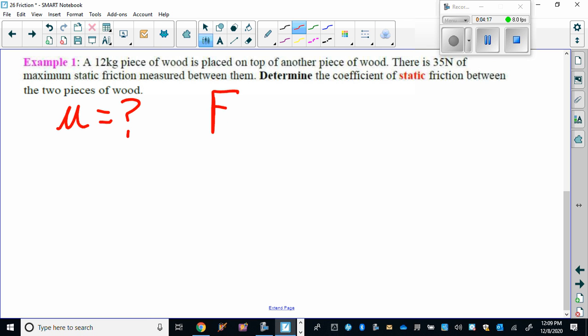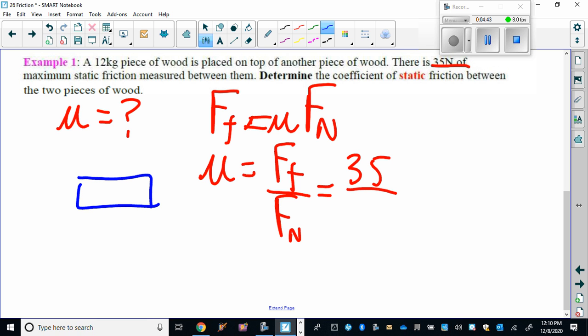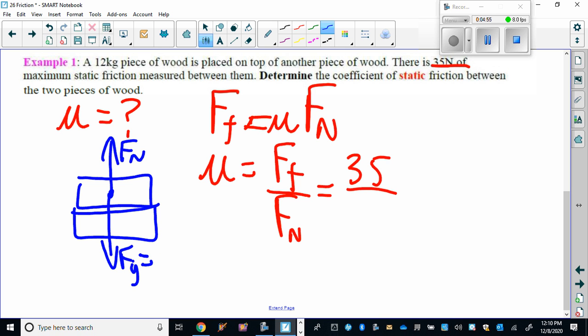Here is our formula: Ff equals mu Fn. Therefore, mu equals the force of friction divided by the normal force. It tells us the force of friction right here, 35 newtons. The only thing we need is the normal force. If you've got a piece of wood sitting on another piece of wood, the normal force is equal and opposite to gravity. So your normal force is the same as mg.